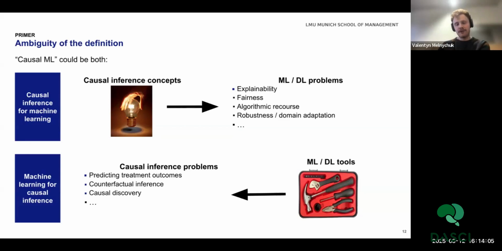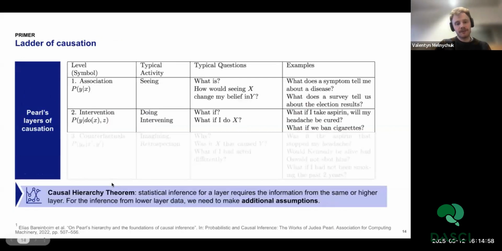So we just make existing machine learning models better by making them causality aware. But there is also another topic which we also call causal machine learning, where we have inherently causal inference problems, for example, predicting treatment outcomes like we do, or counterfactual inference or causal discovery. And then we use machine learning and deep learning simply as a toolbox. Once we have established some results here, we use whatever model is at hand which would satisfy our needs. And in my presentation, when I say causal machine learning, I really mean the prediction of treatment outcomes.